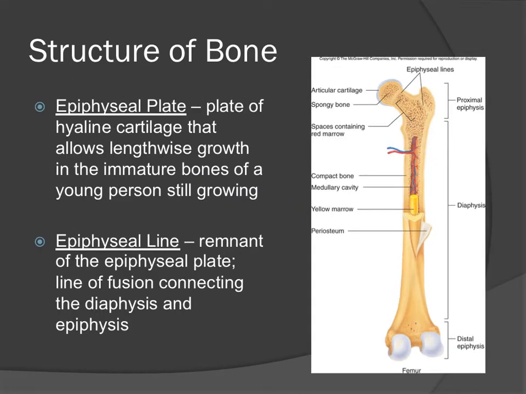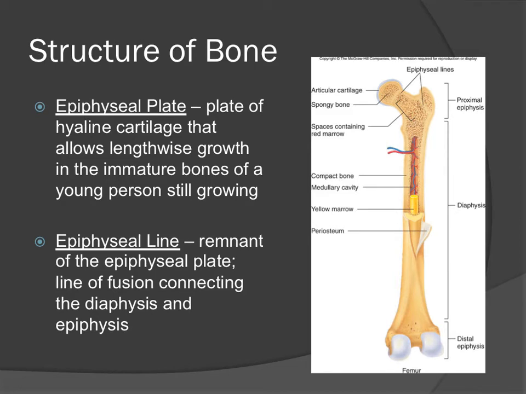Now we have the epiphyseal plate and we have the epiphyseal line. So the epiphyseal plate is a plate of hyaline cartilage that allows lengthwise growth in immature bones. So this is an area at the long end of the bone that contains growing bone. So these plates permit growth after birth, allowing the long bones of the body to extend and a person to grow as they reach maturity.